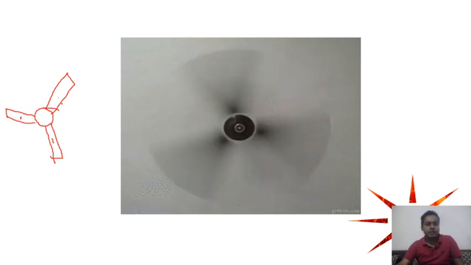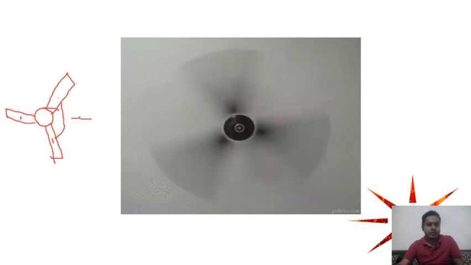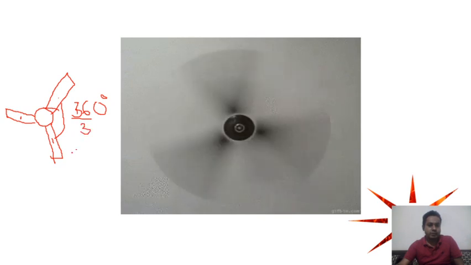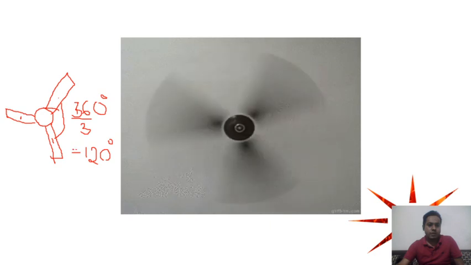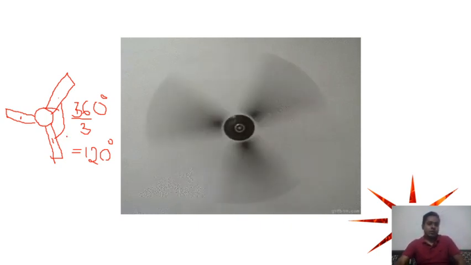And what is the rotational angle? Just think, this is 360 degrees, 360 degrees divided by 3 is equal to 120 degrees. So the rotational angle is 120 degrees. That means after how many degrees this shape has rotated to match itself, that is called the rotational angle.